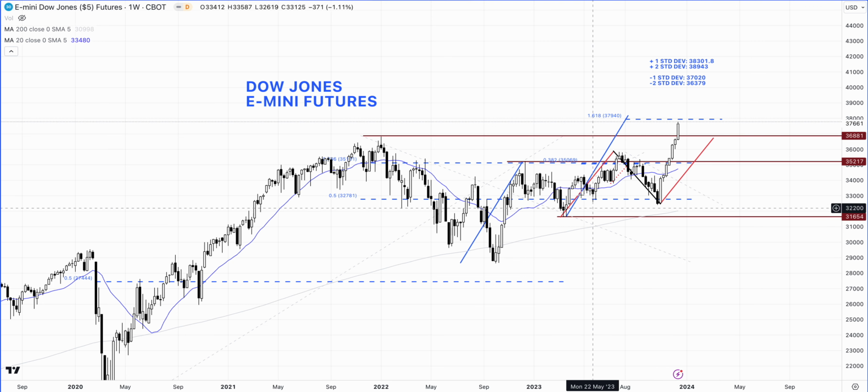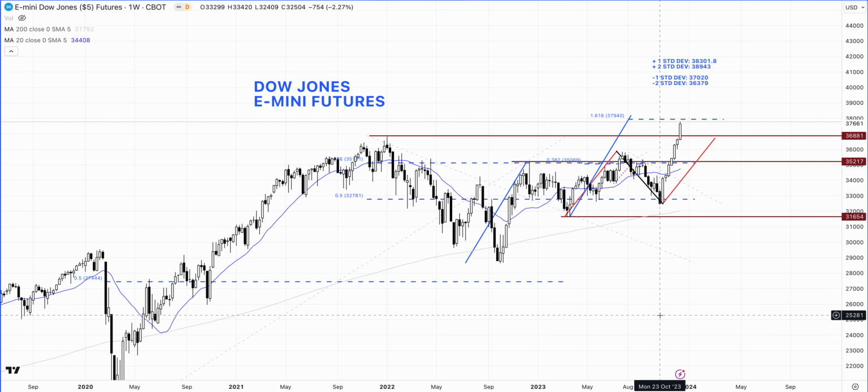Look at the averages. This is the 20-week moving average. This is the 200-week moving average. Look how far below they are from where the price is, and really incredibly positive momentum.